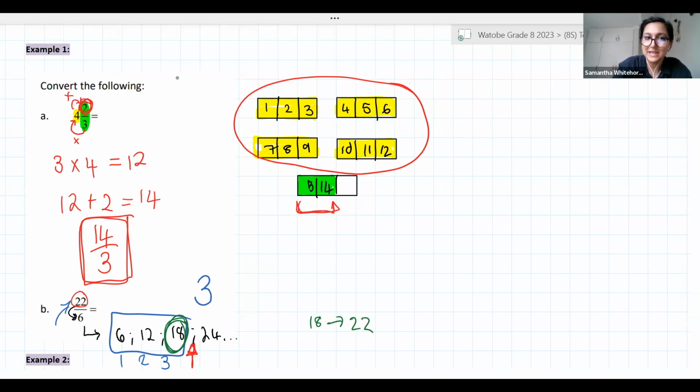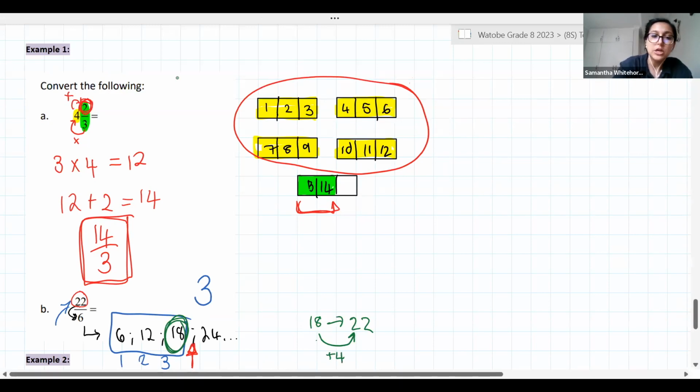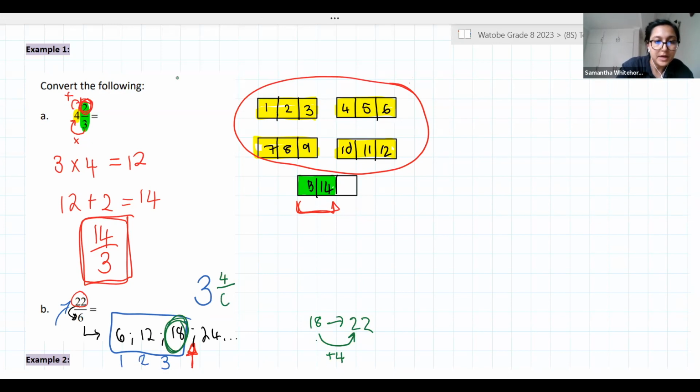What am I adding to get there? Well, 18 plus 4 gives me 22. So 4 parts out of 6. If I add that, I will get my fraction. Now let's just see why that's the case.